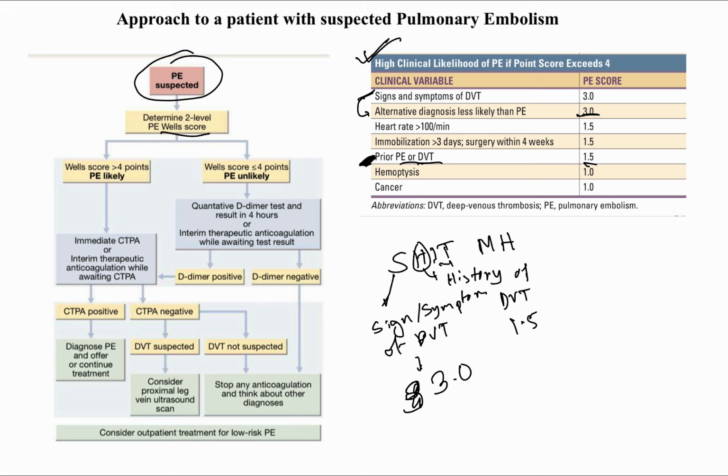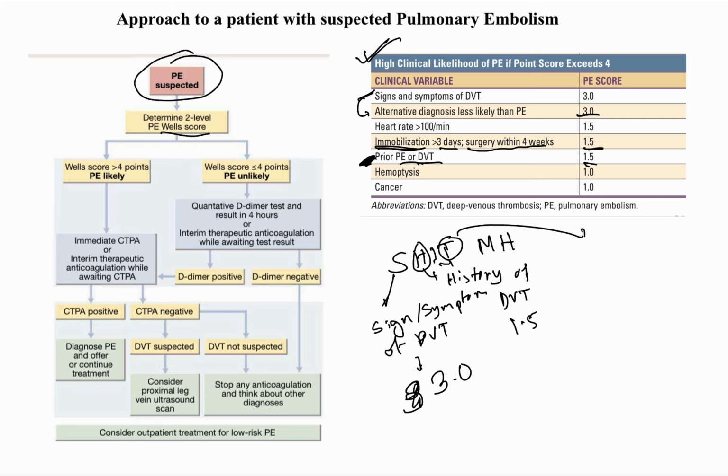In I, there is immobilization for more than 3 days or surgery within 4 weeks. So if the patient is immobilized for 3 days or more, and if he has had a surgery within the last 4 weeks, then a further 1.5 should be added to the score.